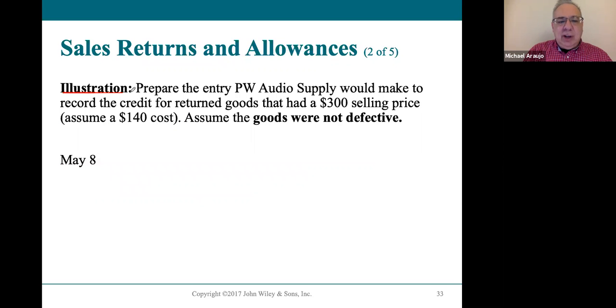So let's take a look at how this works. Remember that Sock Stereo opened the box, and then decided to send a circuit back. PW Audio got the box.